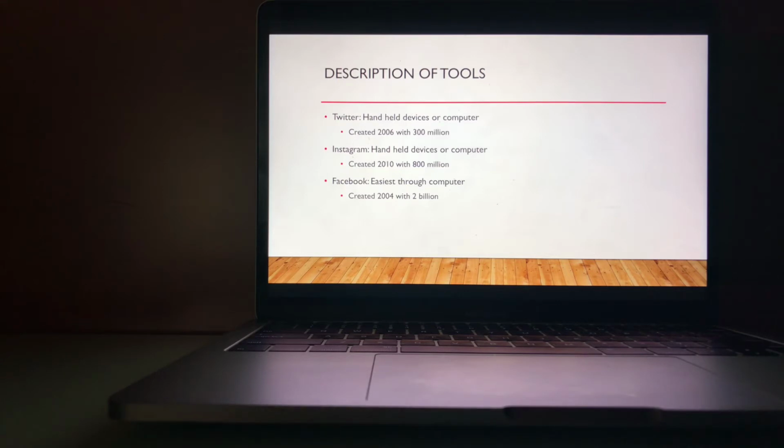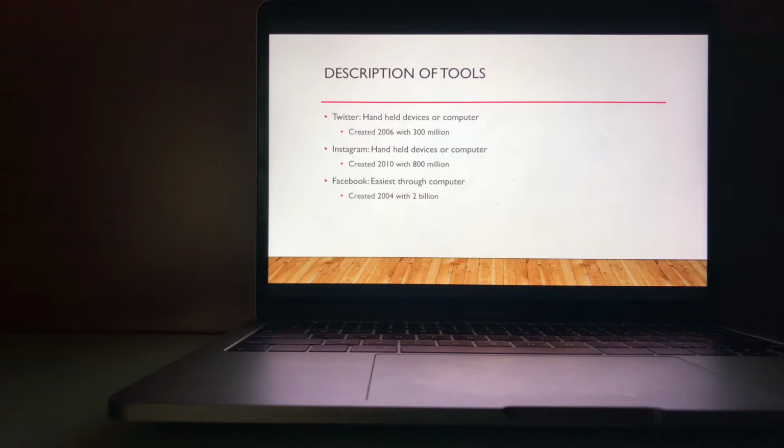So the first question says show or describe the tools. How do you use it? How long has it been around? And how many users and who are they? So first of all, Twitter, Instagram, and Facebook.